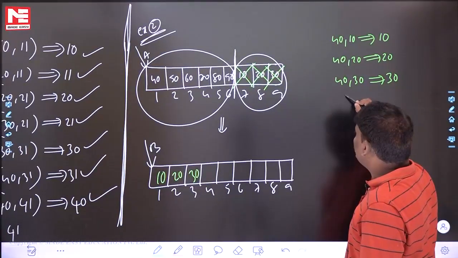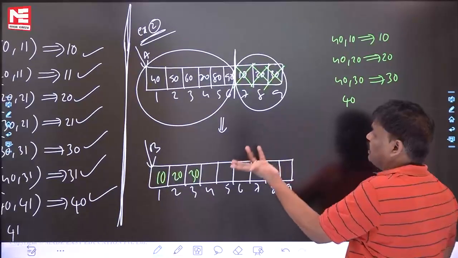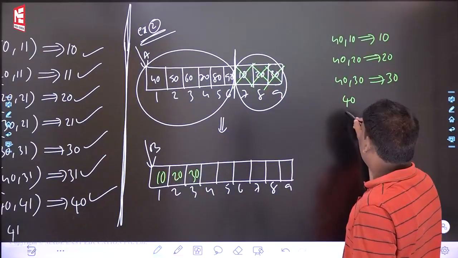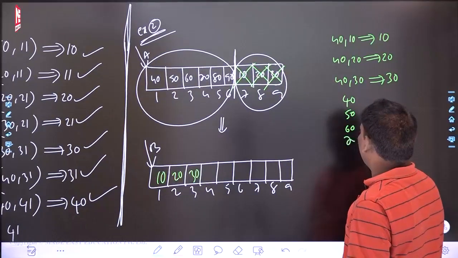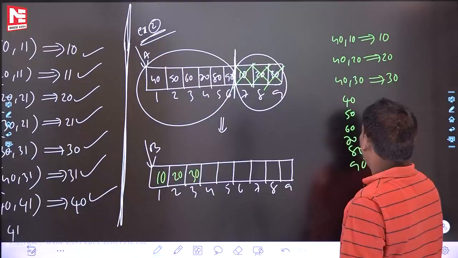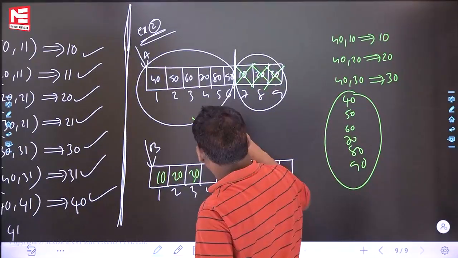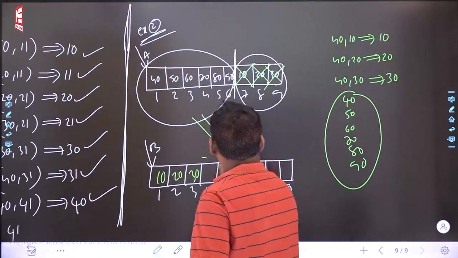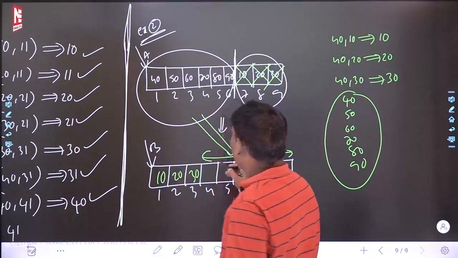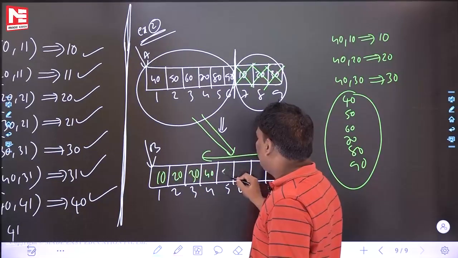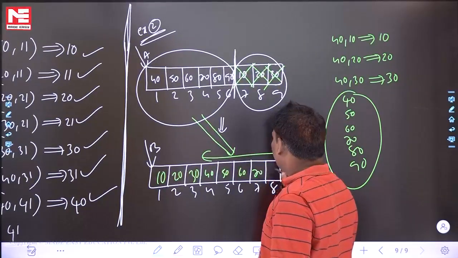Right, from the first group, who is fighting? 40. Second group, no one there. If no one is there, everything will be copied: 40, 50, 60, 70, 80, 90. For these, there is no comparison at all, because one group is completed. Copy all of them. What is the answer? 40, 50, 60, 70, 80, 90.